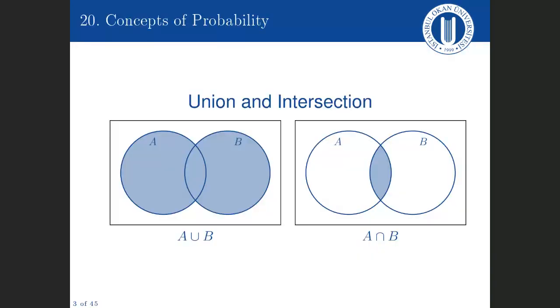Before we do that, let me remind you about union and intersection. The union of two sets A and B, or for us the union of two events, is going to be everything in A together with everything in B. The intersection of two sets A and B, or for probability two events A and B, will be the things which are in both A and B.